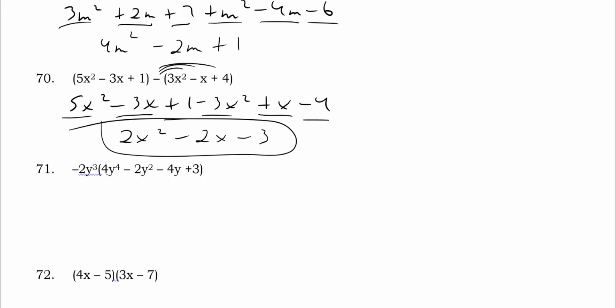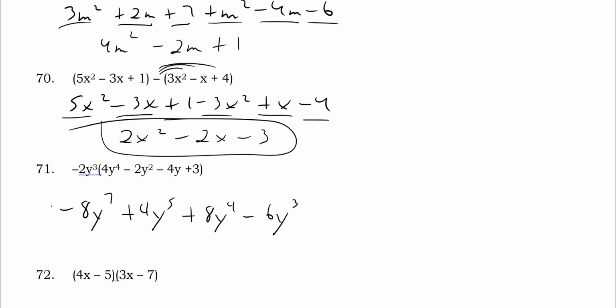So it's negative 2 times 4 is negative 8. That's going to be y to the 7th. Remember, you add exponents. And then it's plus 4y to the 5th. And then it's plus 8y to the 4th. And then it's minus 6y cubed.